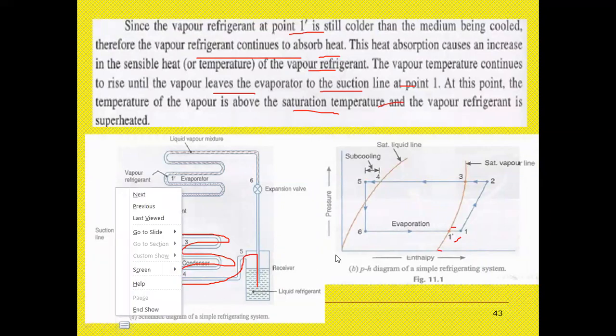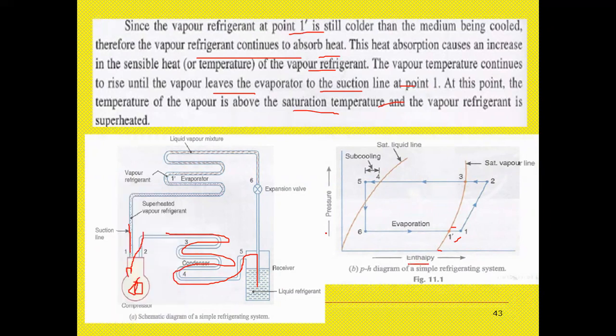Now see the graph. On the x-axis it is enthalpy, and the P is on the y-axis. Since the point from 1 to 1 dash, 1 dash to 2, 2 to 3, 3 to 4, 4 to 5, 5 to 6, and 6 to again 1. So the complete cycle completes. See here the process from here, 6 to 1, is the evaporation process.